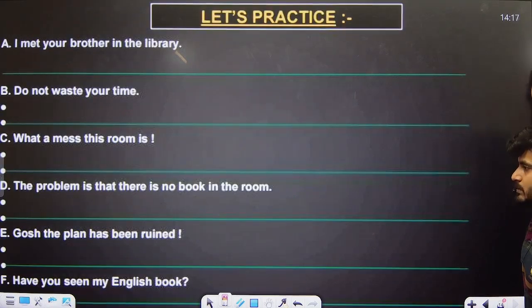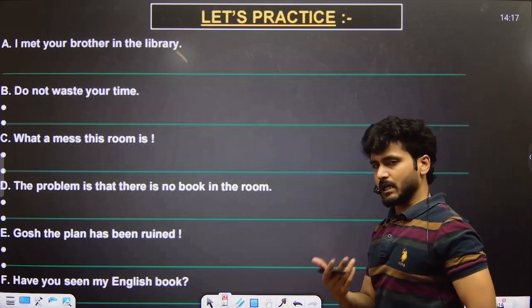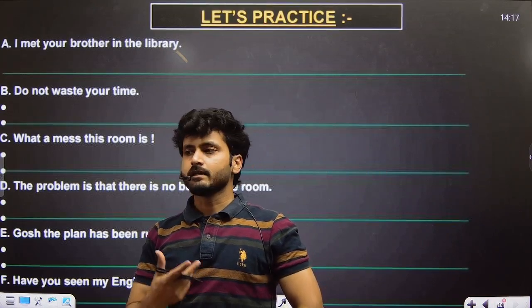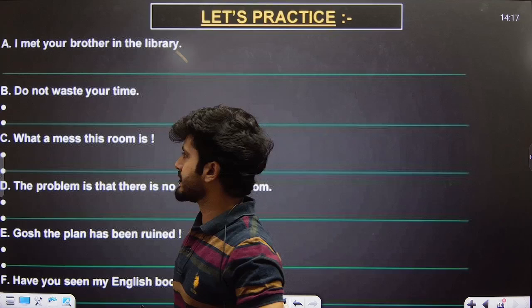Then we have questions for practice. I met your brother in the library. मैं तुम्हारे भाई से लाइब्रेरी में मिला. क्या बोल रहे हैं? इंफॉर्मेशन, फैक्ट्स, इंफॉर्मेशन प्रोवाइड कर रहे हैं. दैट मीन्स इट इज डिक्लेरेटिव सेंटेंस.